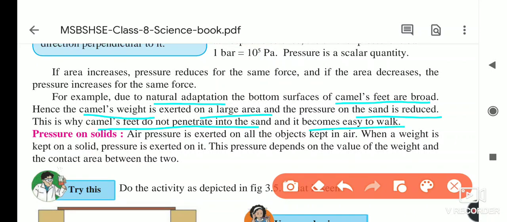See here, there is a relation between force and pressure, and due to this reason the camel can walk easily in the desert region.